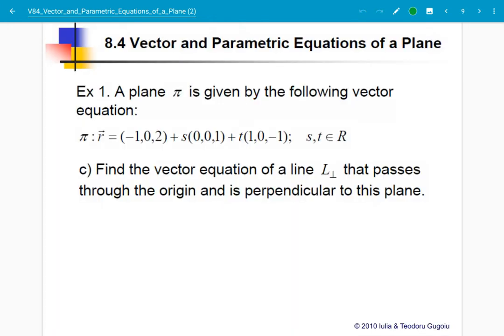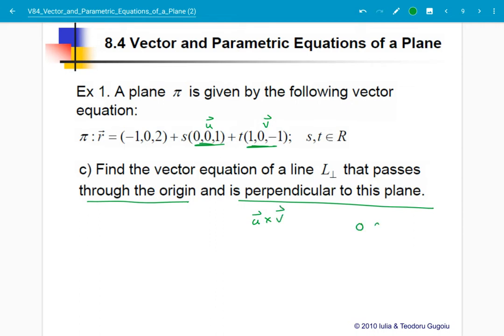Find the vector equation of a line that passes through the origin and is perpendicular to the plane. So the line has to be perpendicular to both direction vectors. How do we get a vector that's perpendicular to two other vectors? Well, that sounds like cross product. So we cross U and V, right? We cross U and V. Remember how to do cross product.